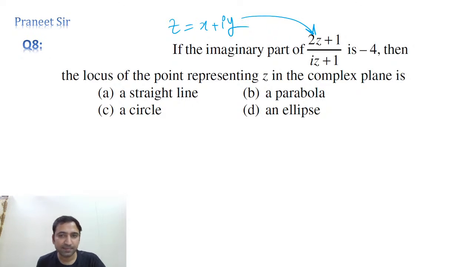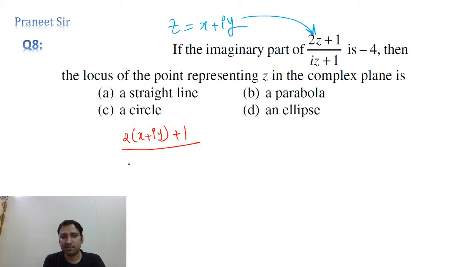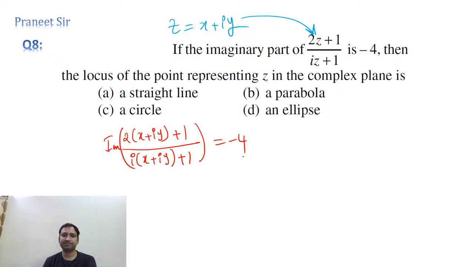Substitute it, guys, quickly. In place of z, substitute x plus iy: 2 into (x plus iy) plus 1 by i into (x plus iy) plus 1. The imaginary part of this whole thing is equal to minus 4, he gave. So now let's simplify this. Let's see what we get.